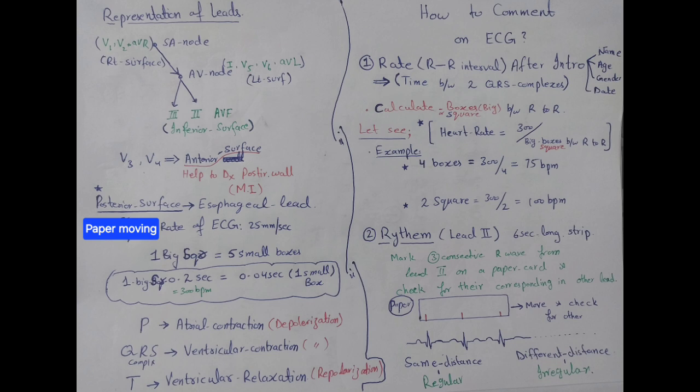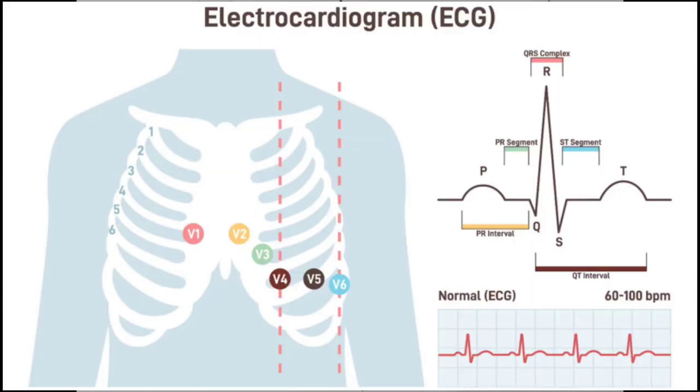Simply you can say, if one big square is about 0.2 second, then how much will be one small box or one small square? It will be 0.04 second. Now P wave, QRS complex and T wave, we already know P shows atrial contraction, QRS complex shows ventricular contraction, and T wave is for ventricular relaxation.